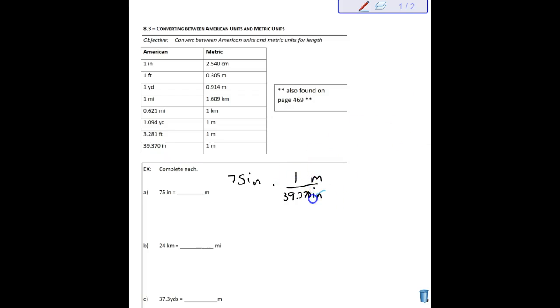So now I can go ahead and cancel my units of inches, and I'm going to multiply 75 times 1 and get 75, of course this is meters, over 39.370, and then go ahead and divide, and you will get 1.90500, so on and so forth. Go ahead and round that to 2 decimal places. 1.91. Okay, so 75 inches is 1.91 meters.